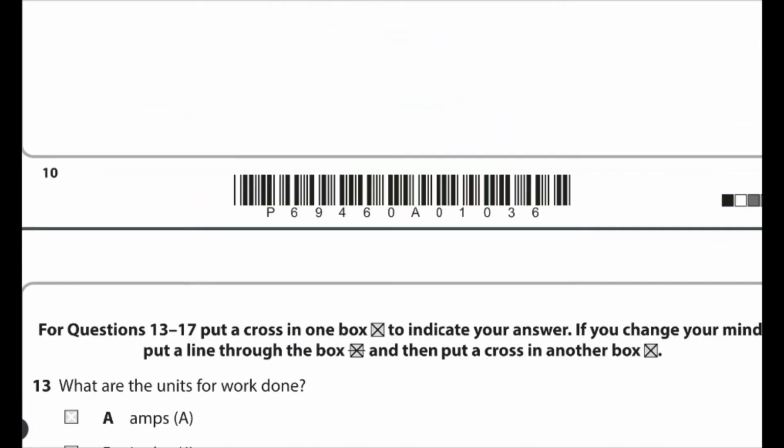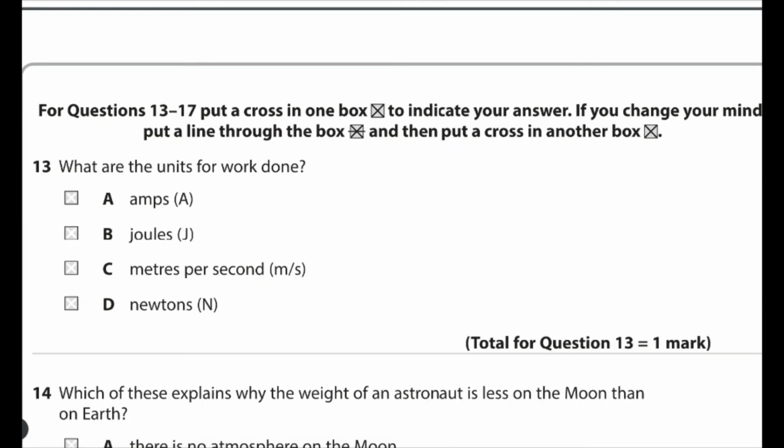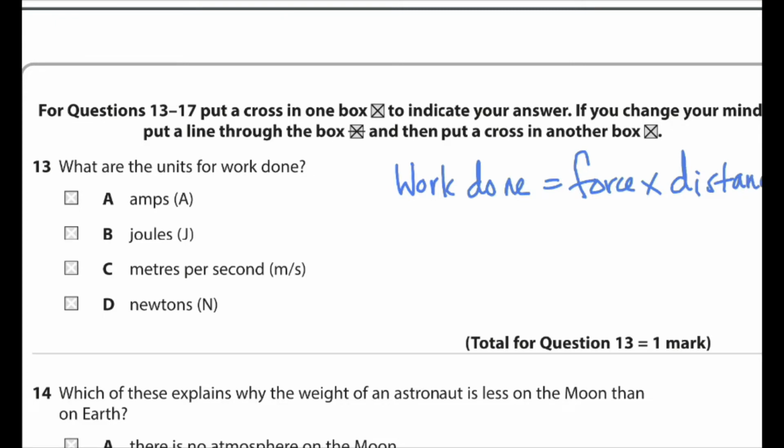Next question. What are the units for work done? If I advise you about work done equals force into distance moved. In this one, the distance is towards the force applied. So I will just simply say force into distance, which means force is measured in newtons and distance is measured in meters. So it has to be newton meter.